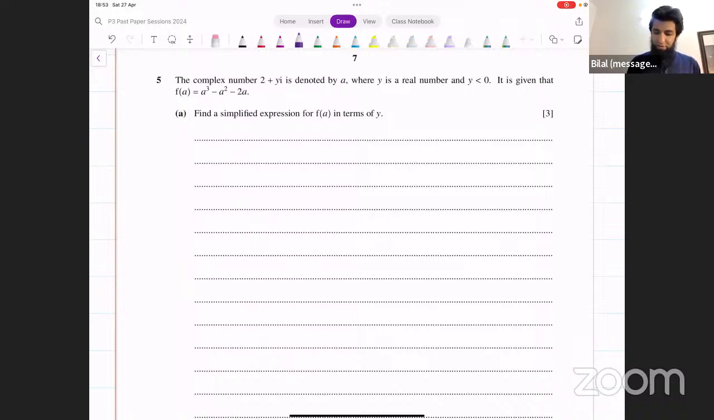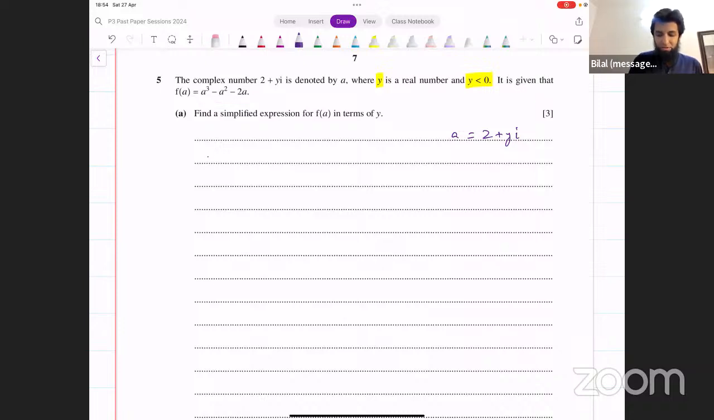First of all, we are given that a equals 2 plus y iota, right? This is the complex number that's denoted by a. Y is a real number and y is less than 0. Now that's important. The imaginary part is negative, right? The y value is supposed to be negative at the end. Okay. Now it's given that f of a equals this. Find a simplified expression for f of a in terms of y.